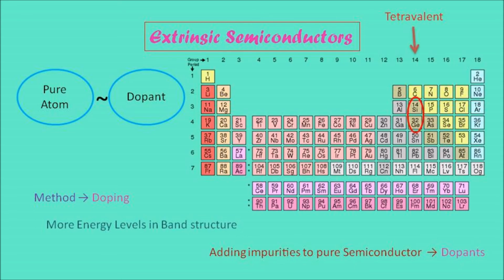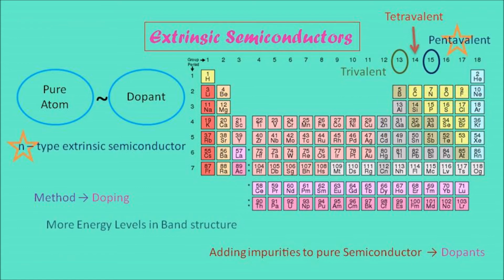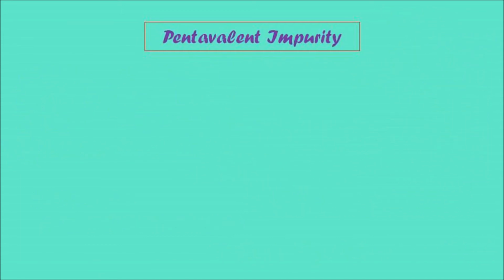Now, since silicon and germanium belong to group 14 of the periodic table, the impurities commonly added belong to group 15, called pentavalent impurities, like phosphorus, arsenic, antimony, etc., and group 13, called trivalent impurities, like boron, gallium, indium, etc. So depending on the type of impurity, whether pentavalent or trivalent, we get N-type or P-type semiconductor respectively. Let's see what happens when we add pentavalent impurity.